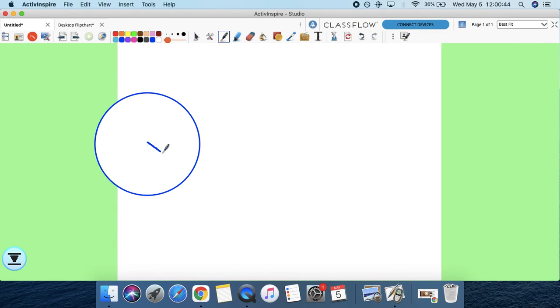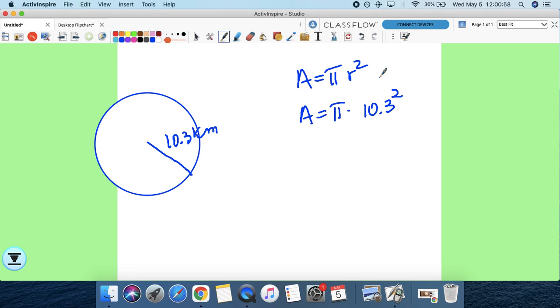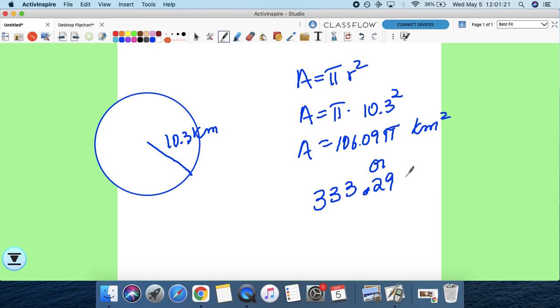Number 7, the radius is 10.3 kilometers. So A equals pi r squared. A equals pi, and then the radius is 10.3. So what's 10.3 times 10.3? It equals 106.09 pi kilometers squared, or multiplying by pi, 106.09 times pi, enter, 333.29 kilometers squared. Okay.